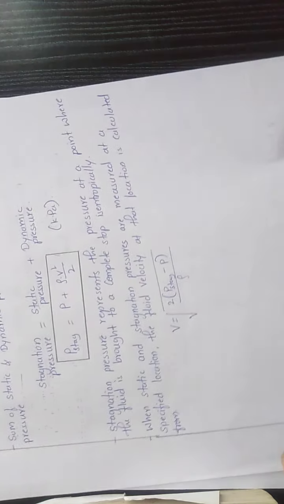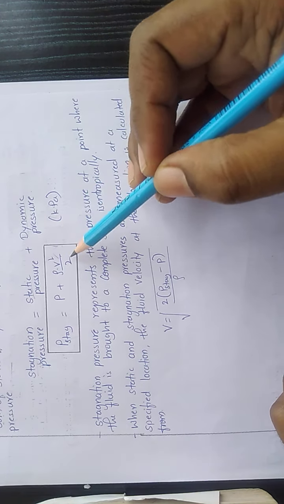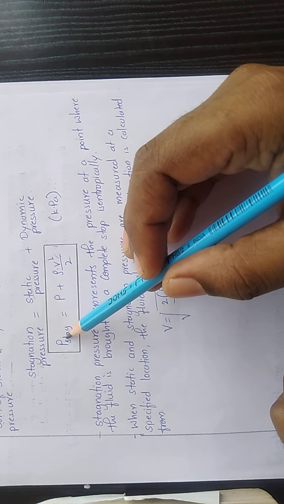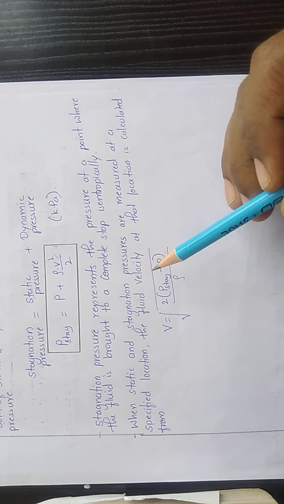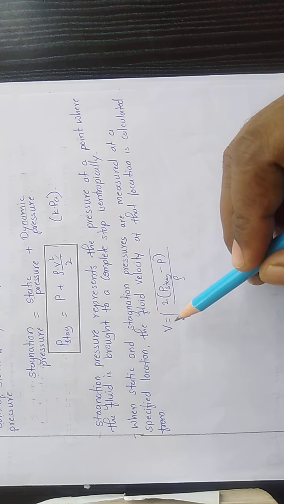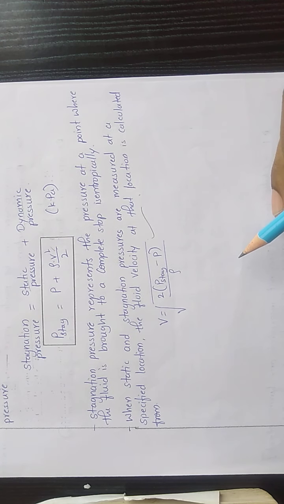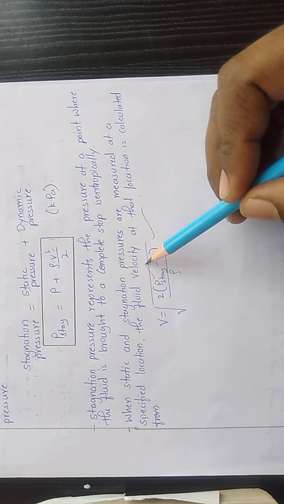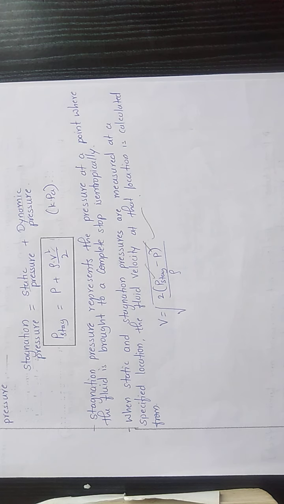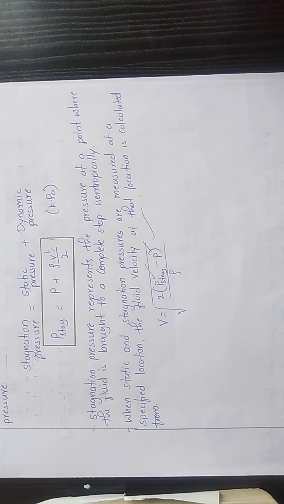Fine. Now if I want to find the velocity, you rearrange the terms. P stagnation minus P, you take this 2 to the LHS, divide by rho, and V is equal to the square root of this. So this is the equation. If you want to find the velocity of a fluid in a pipe, we need to somehow measure the stagnation pressure and static pressure. If you measure this, then we can easily find the velocity of the fluid.